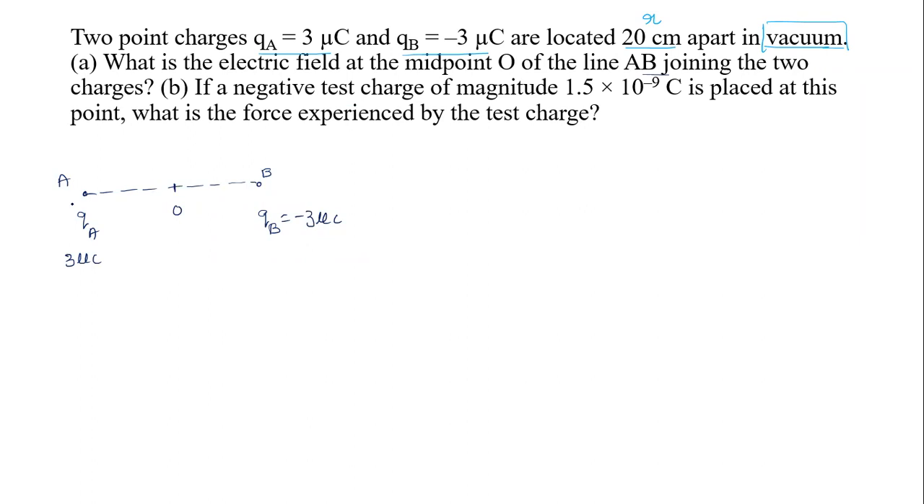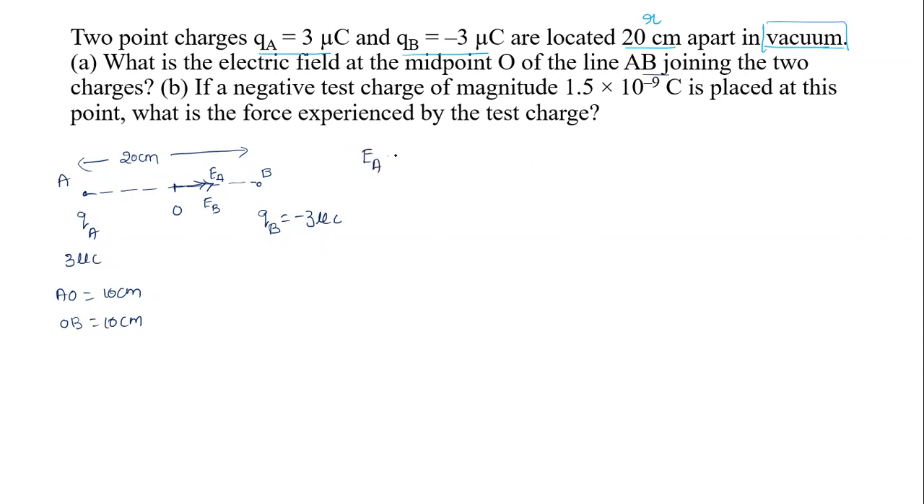Due to the positive charge, the direction of the electric field will be in this direction. Due to the negative charge, it will be in the same direction. So the electric field is going to add up, because it's a negative charge. The distance given is 20 centimeter apart. Then AO value is 10 centimeter, and OB value is 10 centimeter.